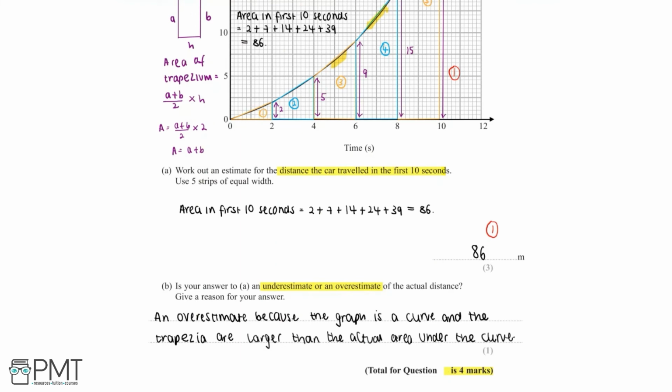And in part B, we get the 1 mark for stating that our answer to part A is an overestimate because the graph is a curve and the trapezia are larger than the actual area under the curve. And so we've now achieved the full 4 marks needed in this question.